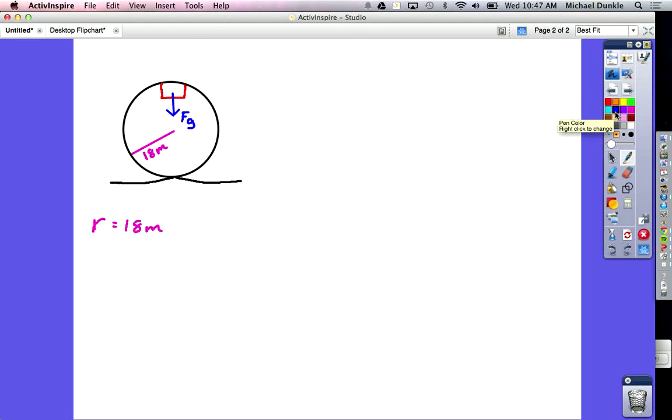So in this particular problem, we'd look and say, okay, what force is pointing towards the center of the circle? Because that's our centripetal force. We only have one, and that's the force of gravity. So the force of gravity is our centripetal force.